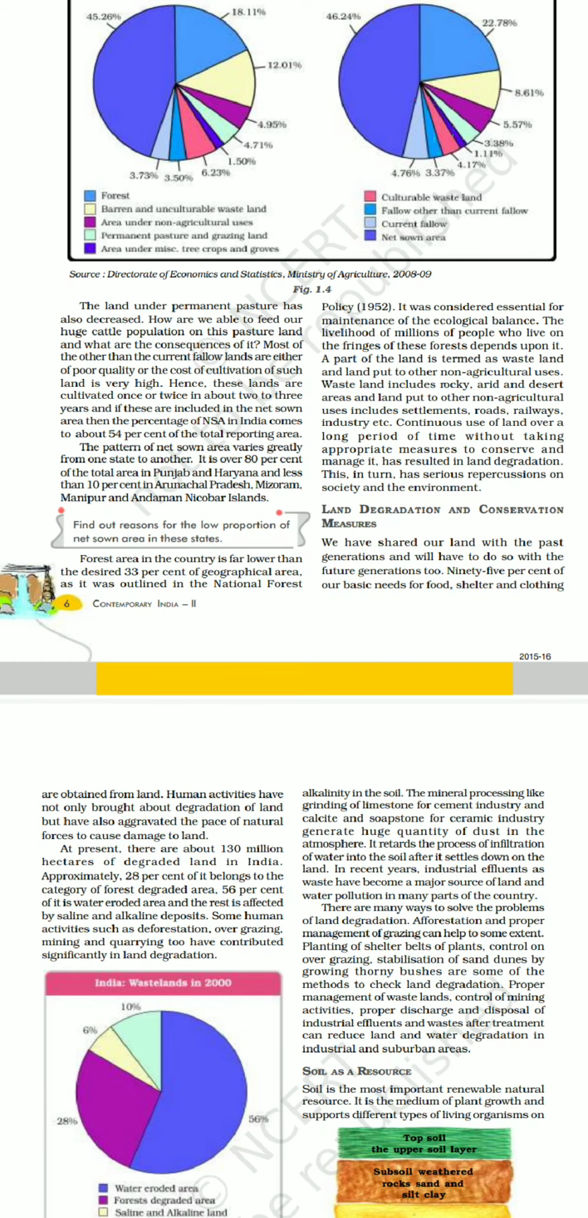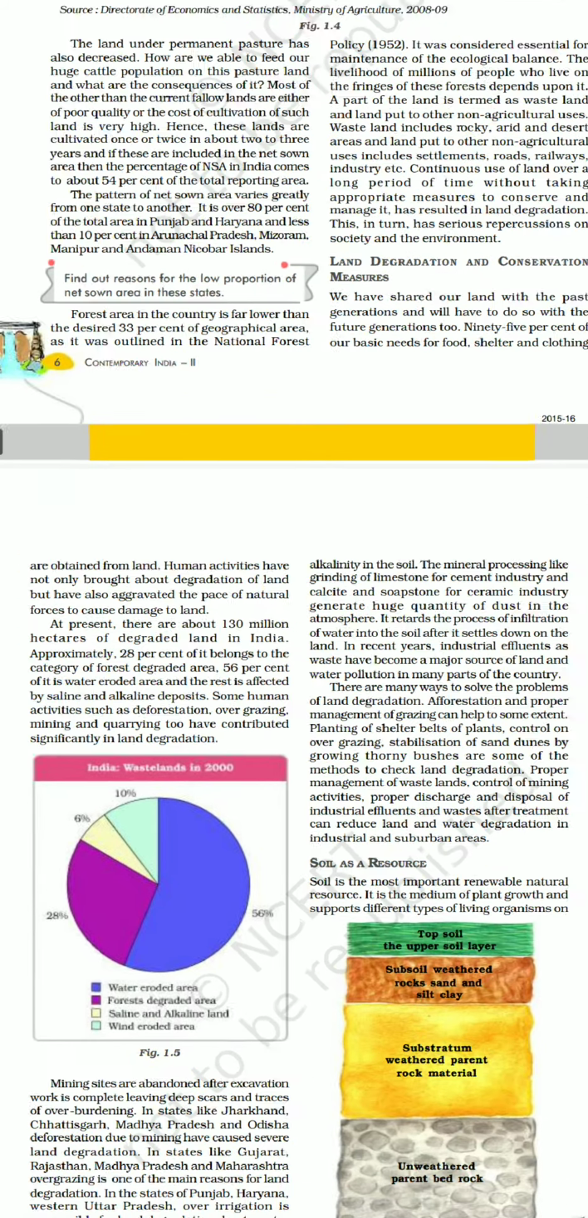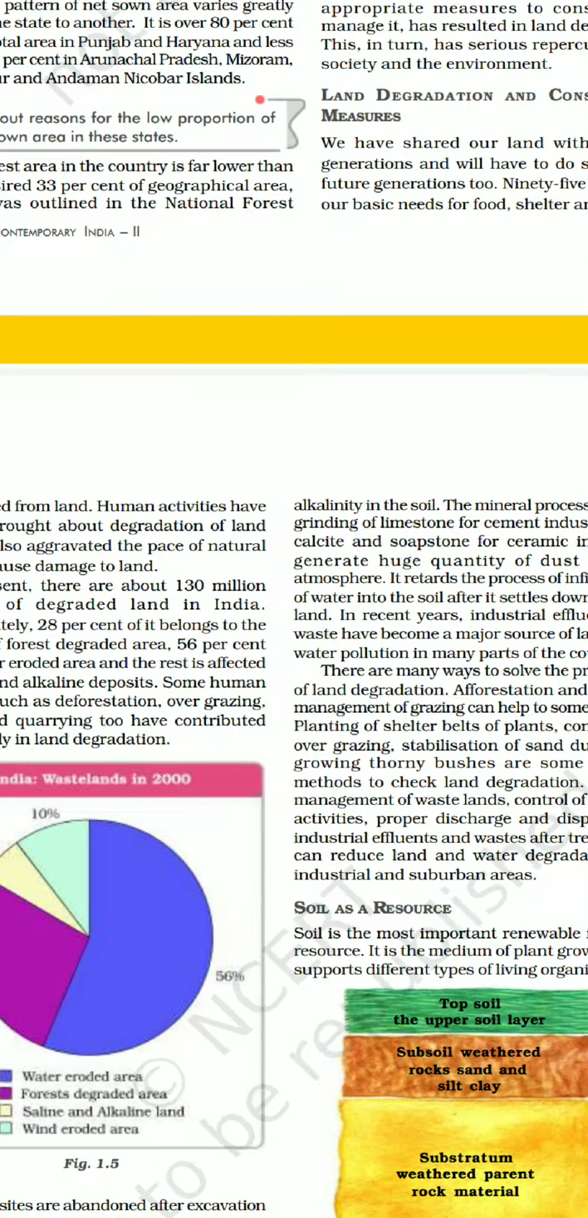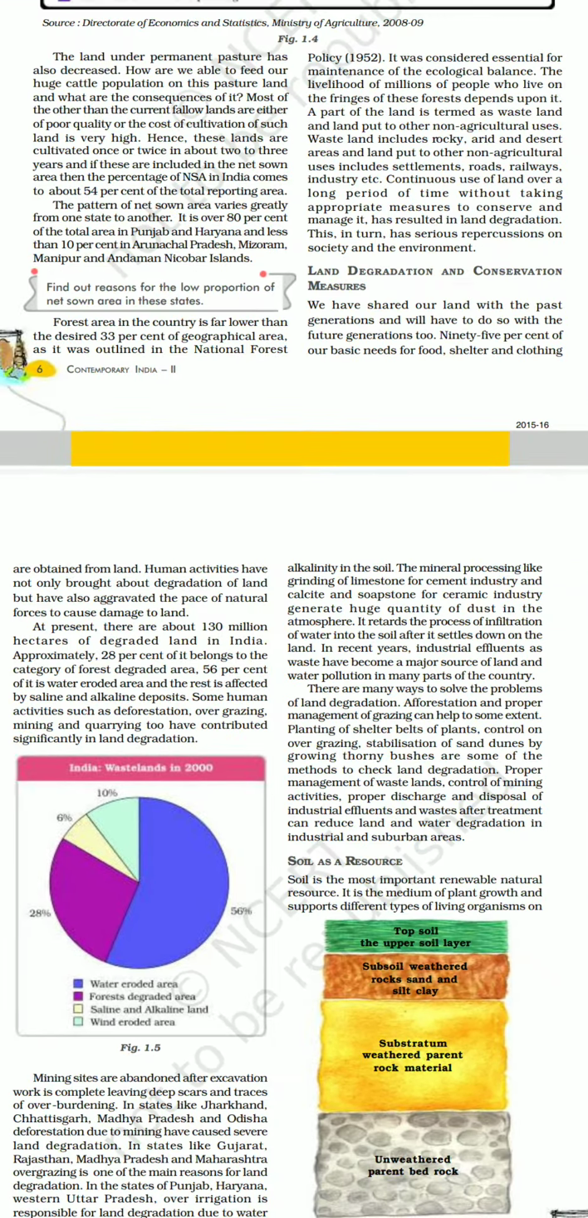Let's analyze the reasons. What are the reasons of land degradation? Here you can see the reasons of land degradation: deforestation, dumping industrial waste in water bodies or even on flat land, overgrazing, mining, quarrying, then urbanization. All these are examples of land degradation.